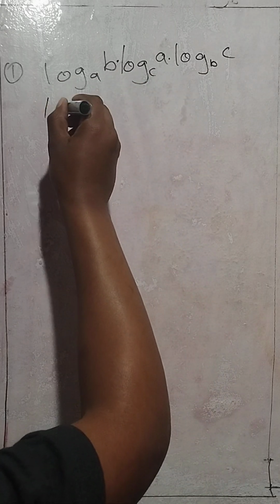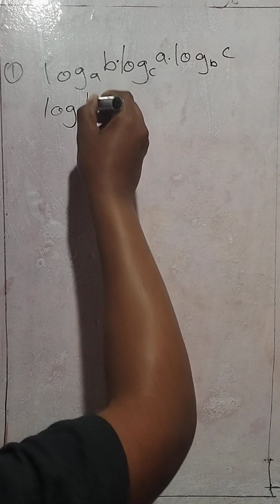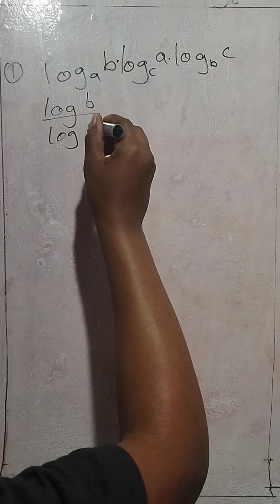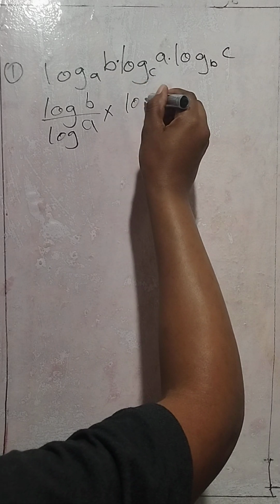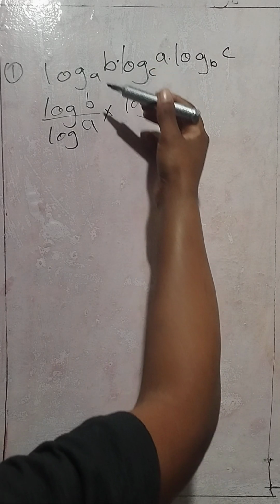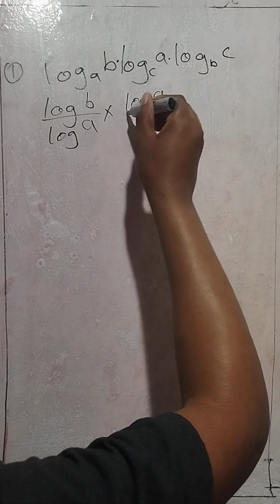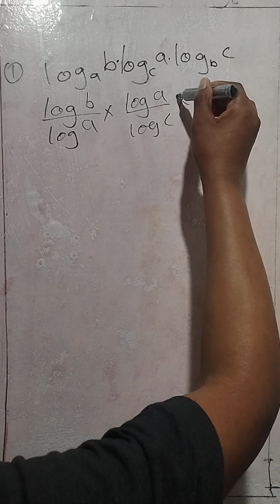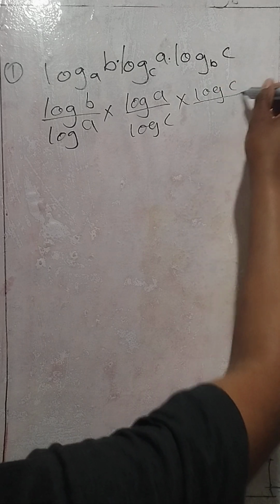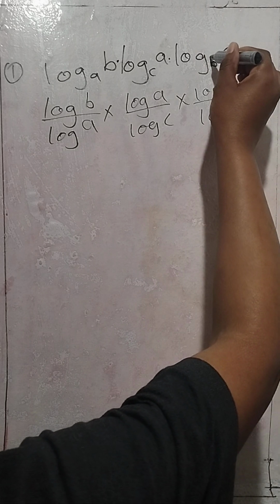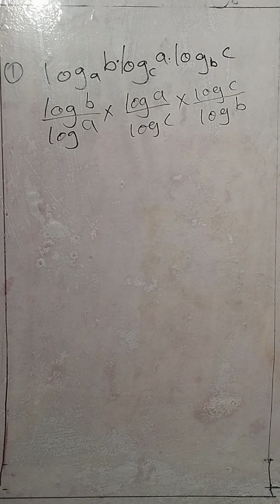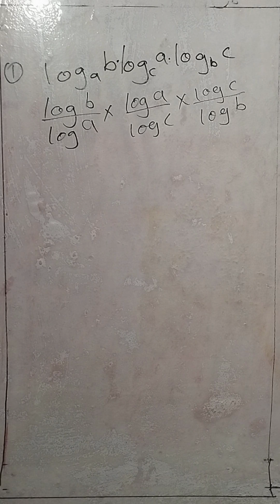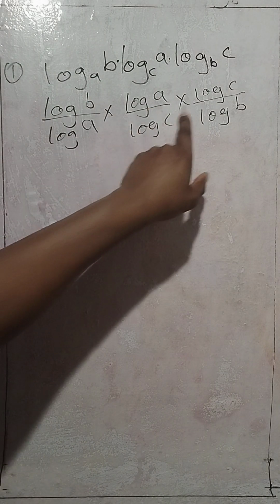I'm going to say log of base B over log of base A, log of B over log of A, times log of A over log of C. Remember, I said if there is no sign there, it's like times, so I multiply by log of C over log of B. Can you see that I had A, C, and B respectively as my bases, but here I did not indicate any base.